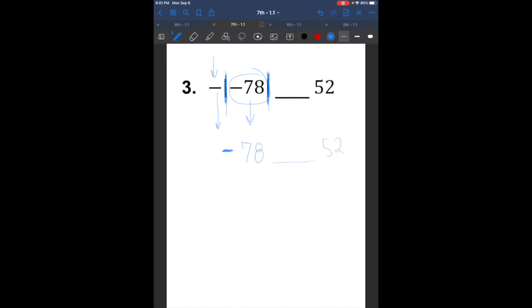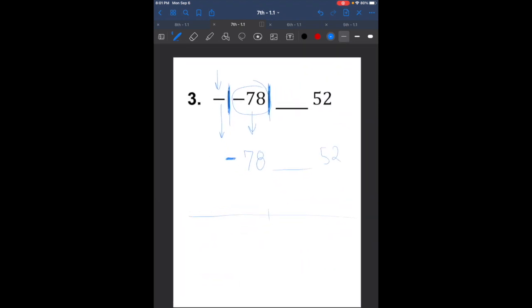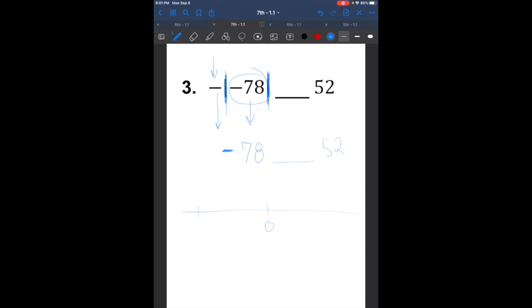So if we drew our number line, and if we go back to, what did we say? The further right you get, the bigger the number is going to be. So if we draw our 0, and then negative 78 would be here. The more left you go, the smaller the number. So anything on the right side over here is going to be bigger than anything on that side. So if we know that it's bigger, we're going to put, again, the less than sign. Negative 78 is less than 52.